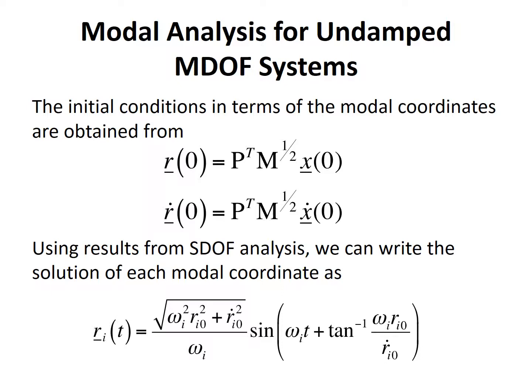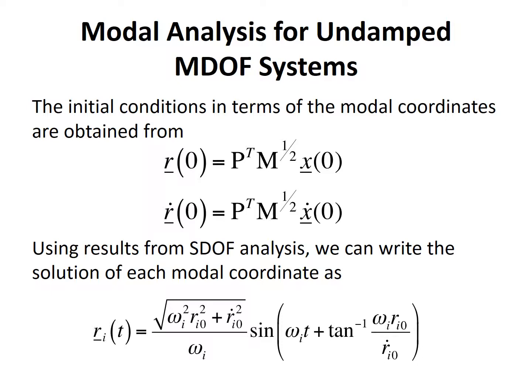Now that the transformation to modal coordinates has been attained, we can readily see that the initial conditions in modal coordinates are obtained by transforming the initial conditions in physical coordinates to modal coordinates through the expression obtained on the previous chart. Both the initial conditions for displacement and the initial conditions for velocity can be obtained in this manner as shown in the top two expressions.